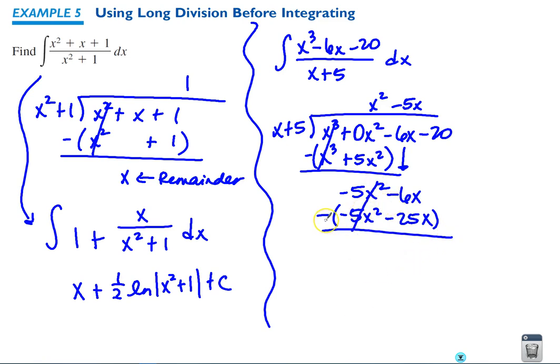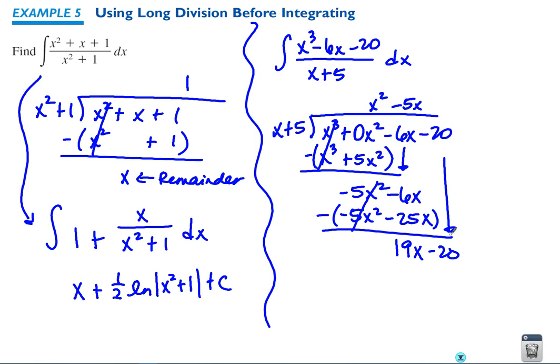Negative 6x minus negative 25x is going to be positive 19x. Remember, when you subtract a negative, it becomes positive. So plus 19x, and then bring down the minus 20.